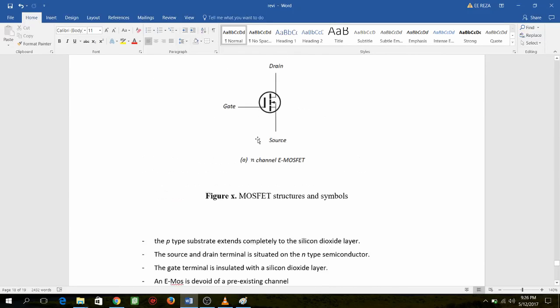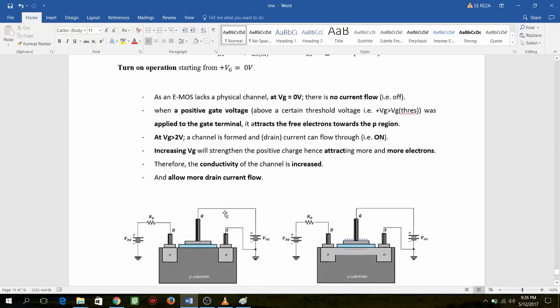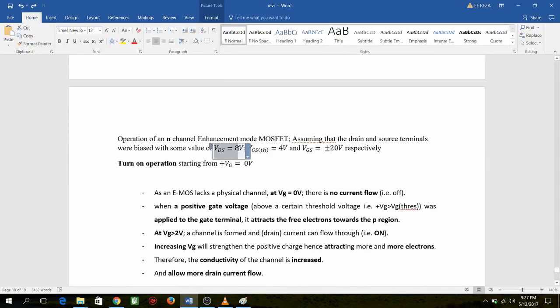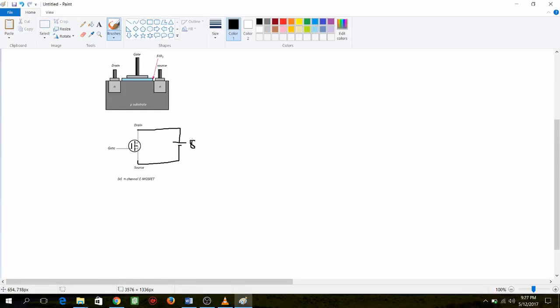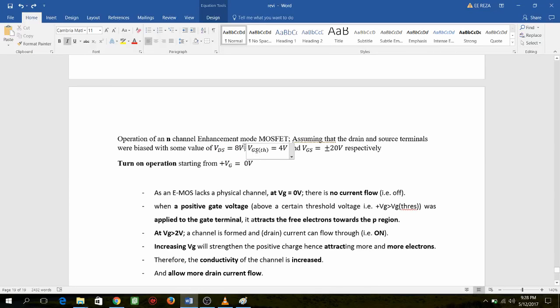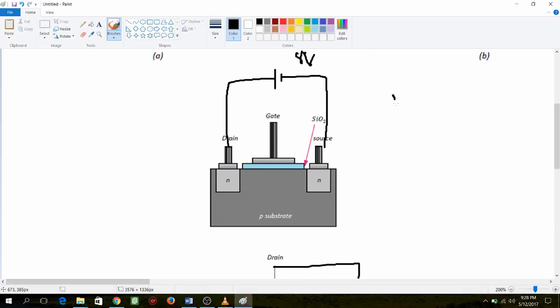So let us talk about the operation. Let's say I have an N-channel E-MOSFET. I apply voltage here. For example, my VDS here is 8 volt. And my threshold gate to source voltage is 4 volts. What does that mean? So I will just put it here, VGS threshold is equal to 4 volt.